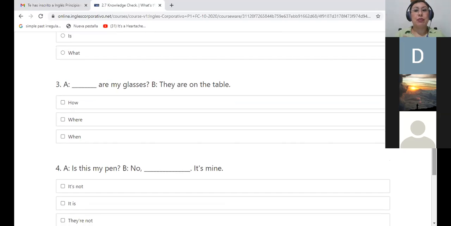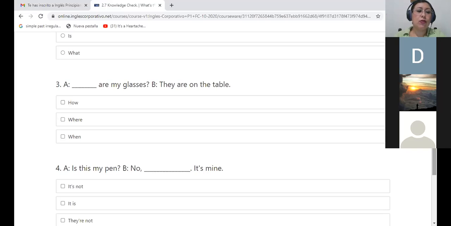Number three, "Are my glasses?" Vea, y de la respuesta es diferente, no dice yes or no, sino que dice "they are on the table." So, do you think that we use how, where, or when? Where, right? Because I'm asking about the place. If someone has seen my sunglasses and where, the place where they are. So we say, "Where are my glasses? They are on the table."